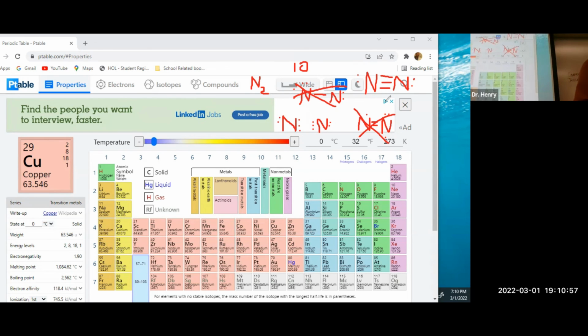So is it polar or non-polar? It's non-polar. Why is it non-polar? They're sharing evenly, right? Yes.